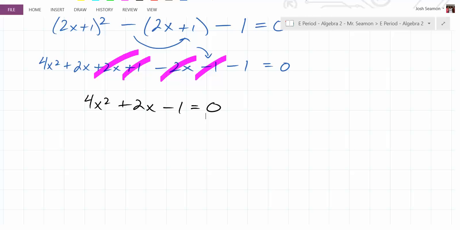And at this point, what should you try to do? You should try to factor. Is this one nicely factorable? Does it look like it's nicely factorable? What do you think? Sort of, yeah. Kinda. I mean, you want to test it at least.